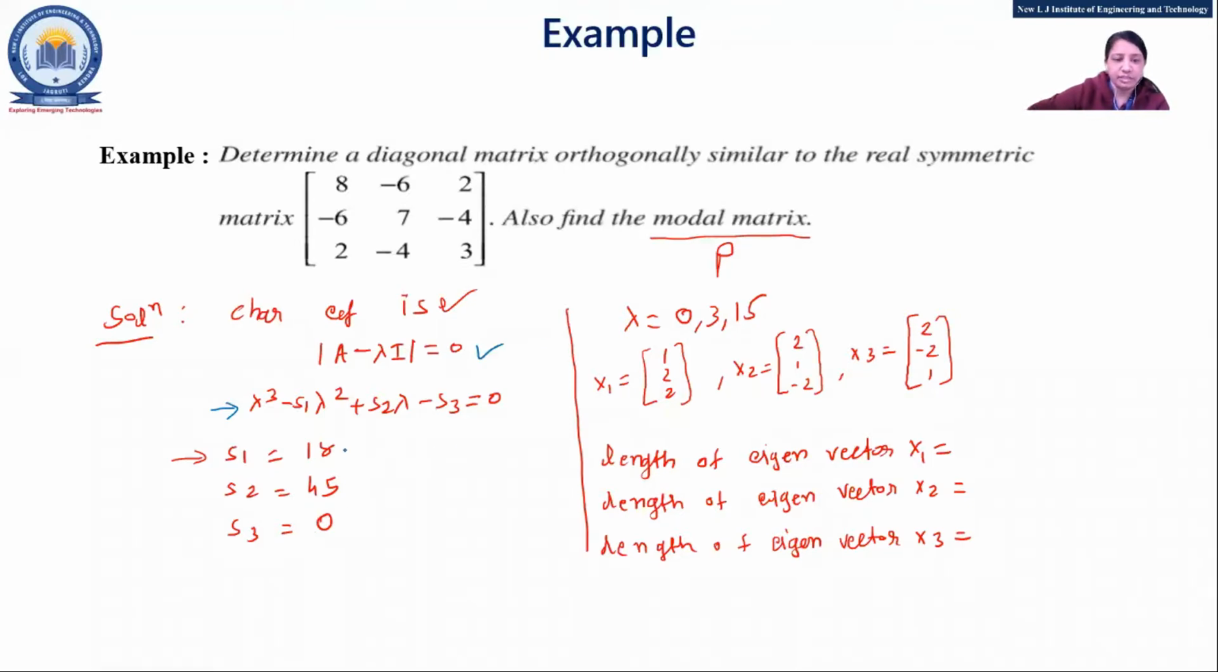So S1, S2, S3 is this. I have written directly; you need to calculate in an exam. I just want to show what is asked for orthogonal diagonalization. Then you need to specify the 4 steps, that length and all, right? So you can see lambda is 0, 3, 15.